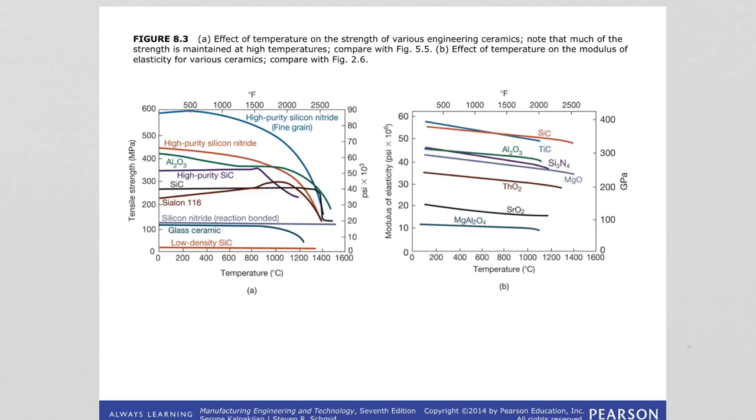losing their strength, even though initially they have high strength at room temperature. With increasing temperature, we see, for example, high purity silicon nitride, which is losing its strength with increasing temperature. So we cannot say all ceramics act the same. We can just obtain experimental results, and based on that we can comment.